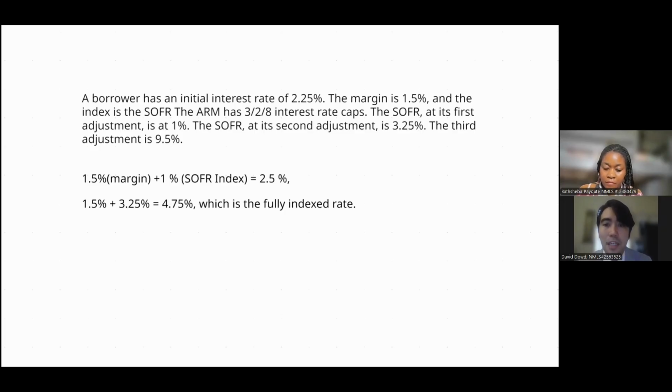It says, let's put it to the test using our adjustment caps of 3, 2, 8. Again, going back to that: on subsequent adjustments, the interest rate cannot increase or decrease by more than 2%, as Bathsheba explained eloquently earlier, from the first adjustment, right? So our interest rate at the first adjustment was 2.5%. Let's take the rate at the second adjustment, which we've determined is 4.75%, and subtract the interest rate of the first adjustment. So now we're going to subtract 2.5 from 4.75, and we're going to get a result of 2.25%.